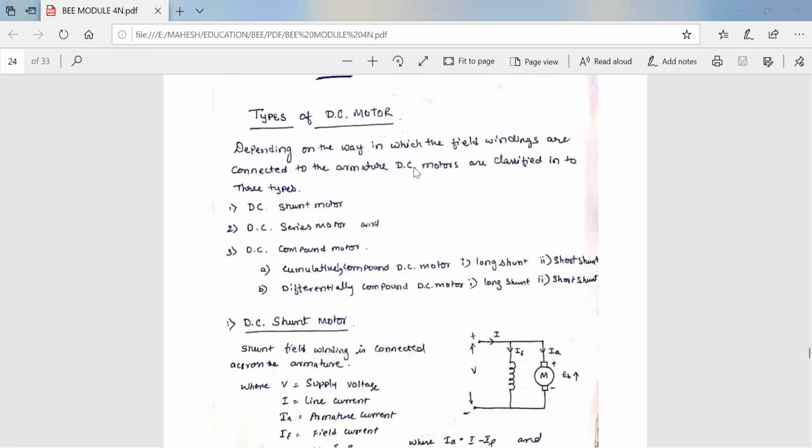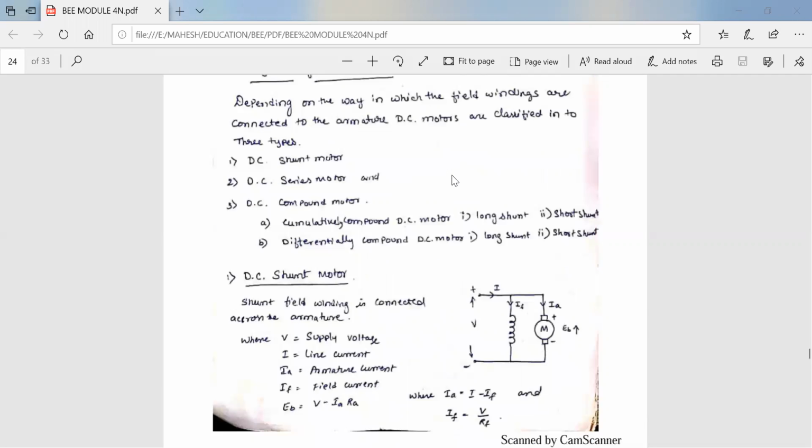Depending on the way in which the field windings are connected to the armature, the DC motors are classified same as DC generators. It also has three types: shunt motor, series motor, and compound motor. In the compound motor, we have seen that again we have two types, as in the generator: cumulative compound DC motor and differentially compound DC motor. Those two types again have subsections, that is long shunt and short shunt.